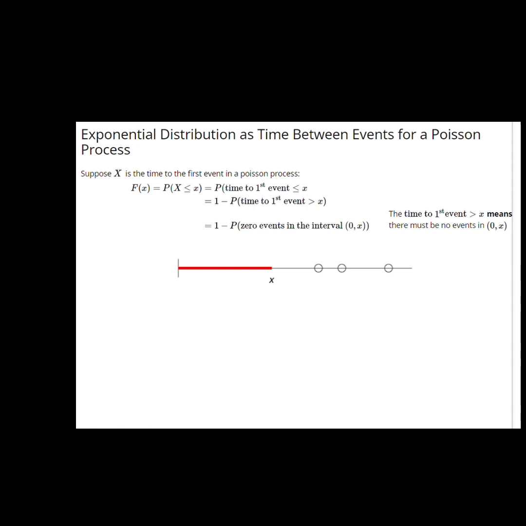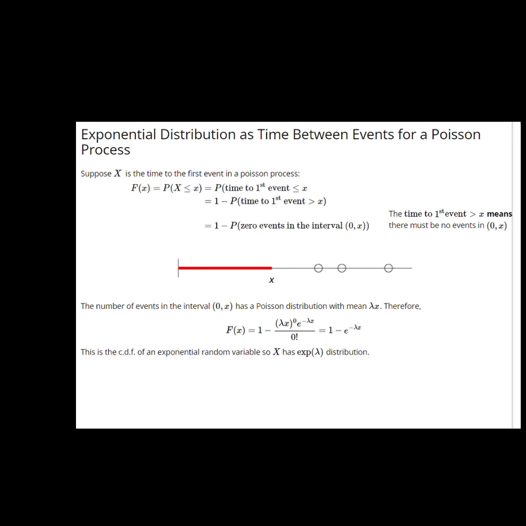So in this graph, I've plotted the interval from 0 up to x in red. We'd like to know the probability of no events over this period of time. For a Poisson process, the number of events in that interval has a Poisson distribution, and the expected value of that number is lambda times x, the length of the interval. So the probability of no events in this interval is (lambda x) to the power 0, e to the minus lambda x over 0 factorial. 1 minus the probability of no events turns out to be 1 minus e to the minus lambda x. And this turns out to be the cumulative distribution function of an exponential random variable.